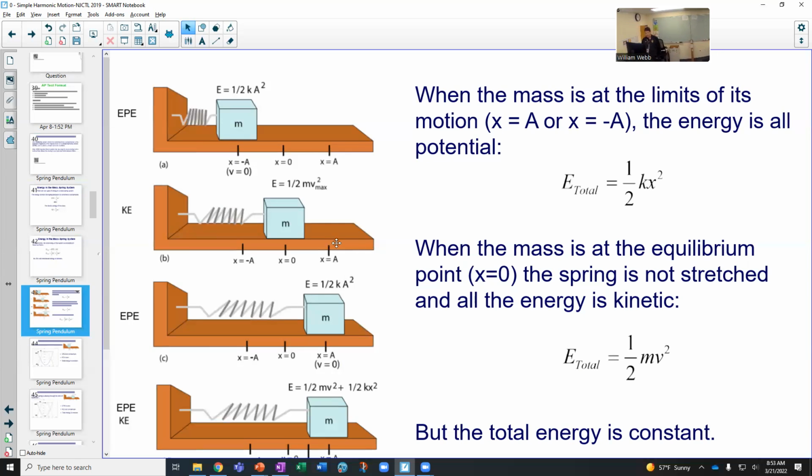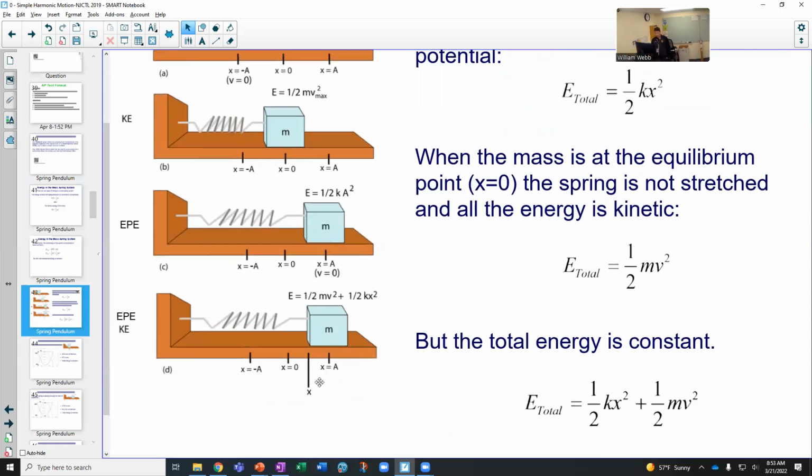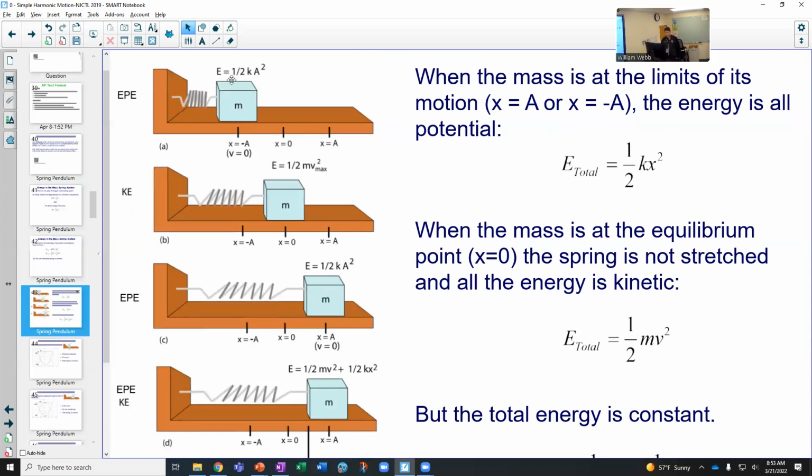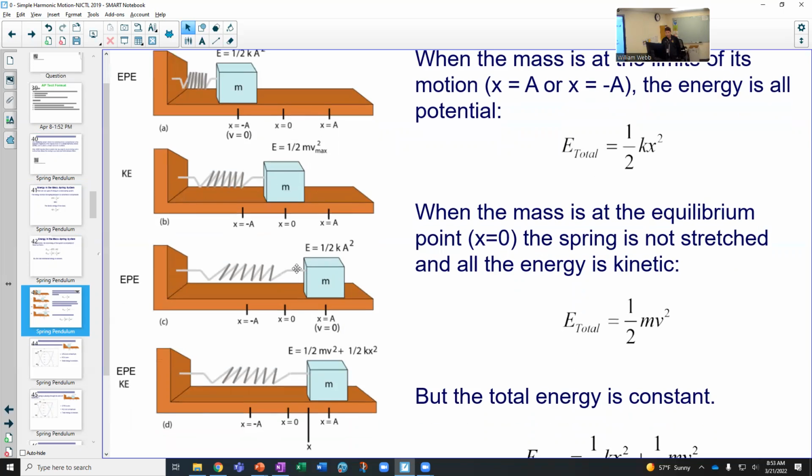But if you look at it at some other point, so if we look at it like right here, between the extreme and the midpoint, that's going to be the sum of the two, because the spring won't be relaxed if it's in between, and it will be moving, right? So depending on where we're talking about it, if it's all the way compressed, only elastic. Spring is relaxed and it's right at the equilibrium point, all kinetic. All the way stretched, all elastic again.